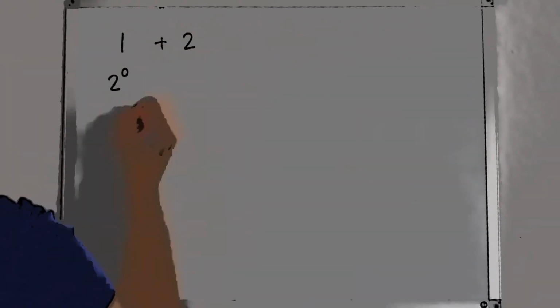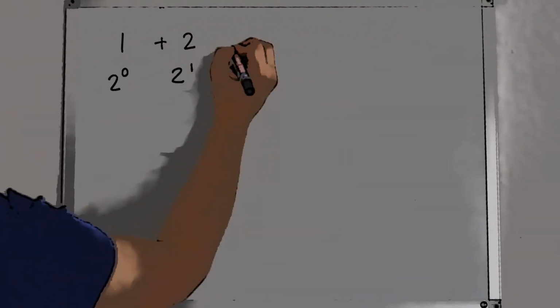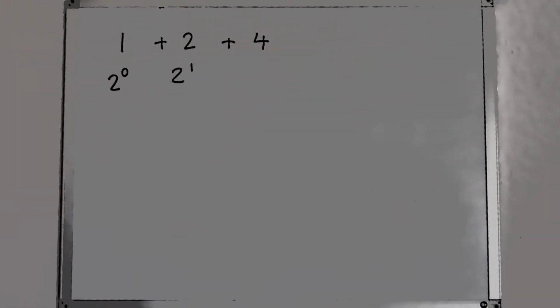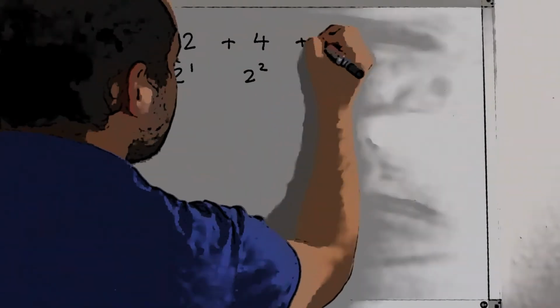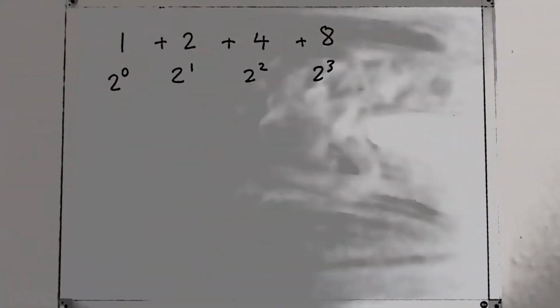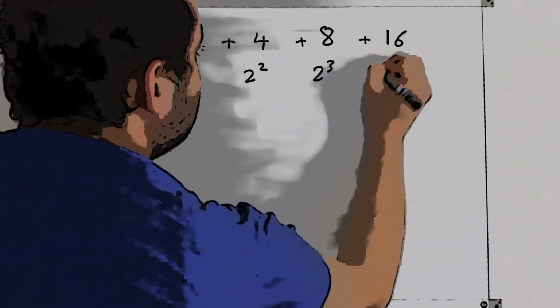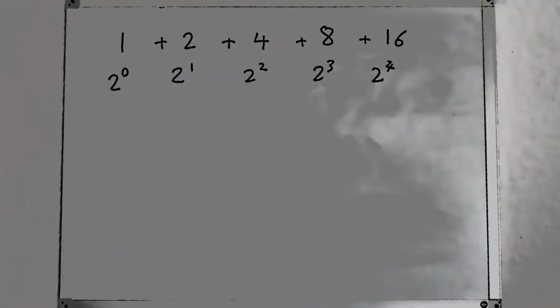Which means, so we have 1. It's basically 2 to the power 0. And then we have 2, which is 2 to the power 1, and then 4, which is 2 to the power 2, and then 8, which is 2 to the power 3. So we are adding powers of 2.